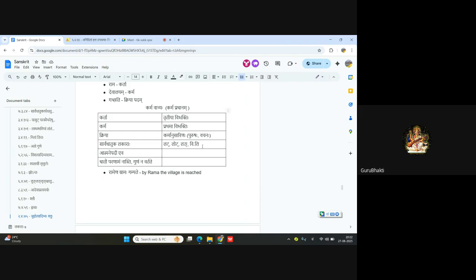Is this point clear to everyone? Yes. Next, only Atmane Pade will be used. No Parasmai Pade.